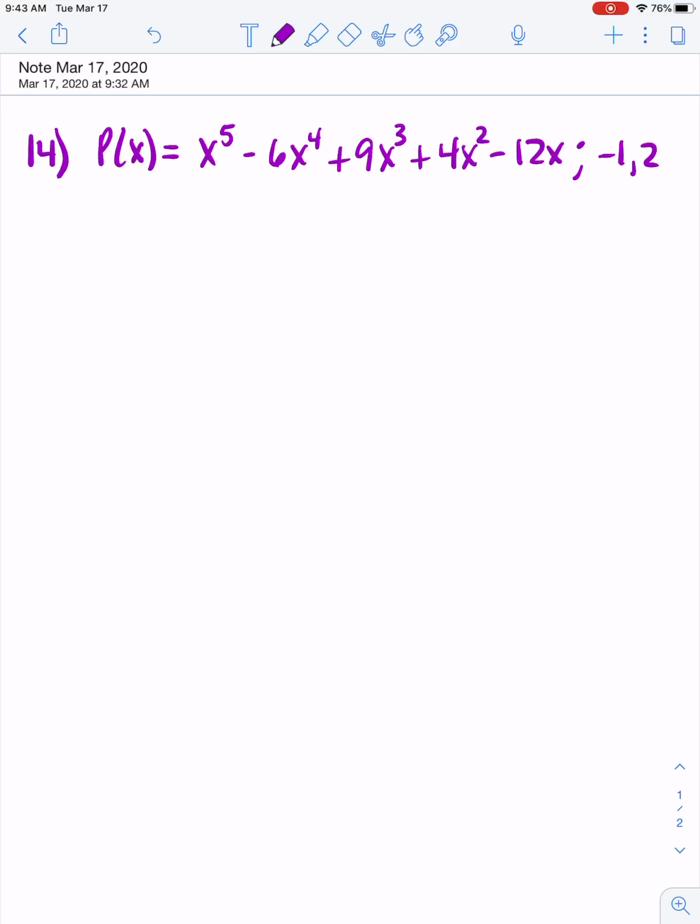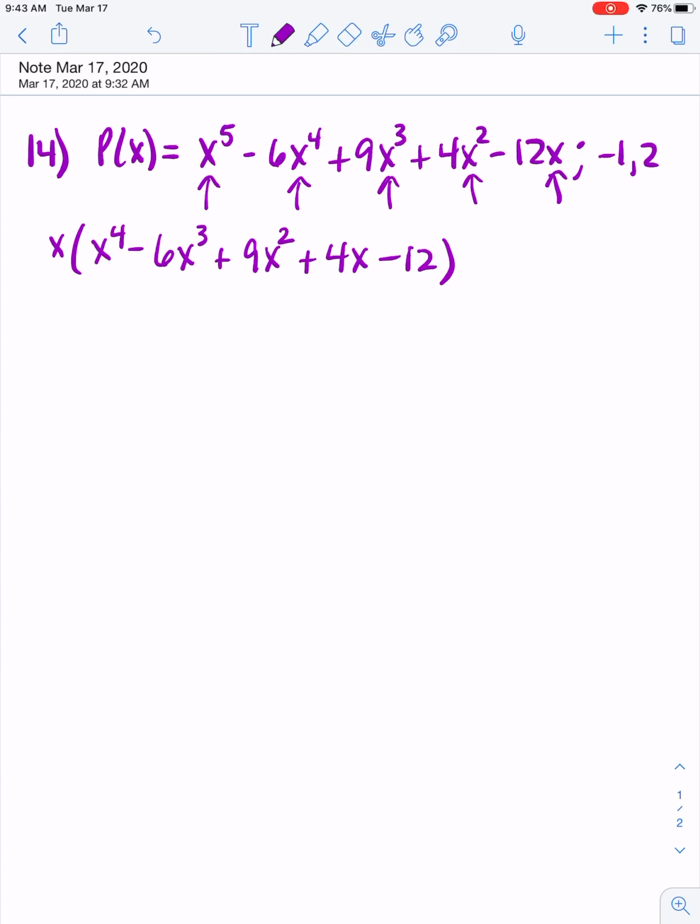Now, if you notice, I have at least one x in each term. That's a GCF, and I could take that out. So by doing that, watch what happens. I'm going to take out my x. So then I have x to the fourth now, minus 6x cubed, plus 9x squared, plus 4x, minus 12. Right? So now I have a fourth degree here instead of a fifth degree. So now we're just going to work with this polynomial because I took that x out.